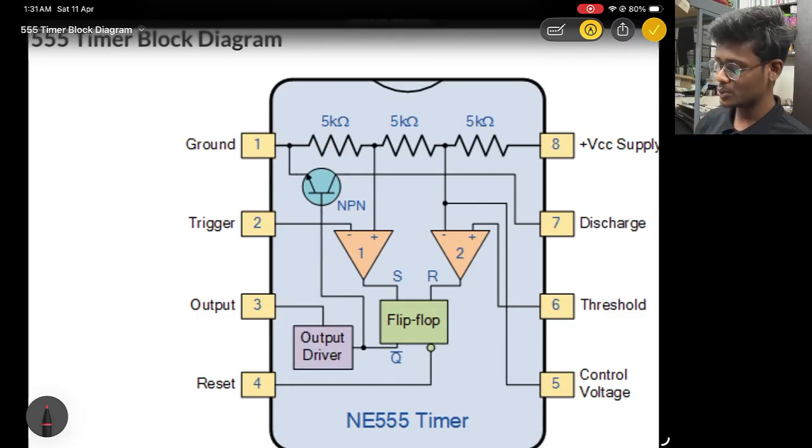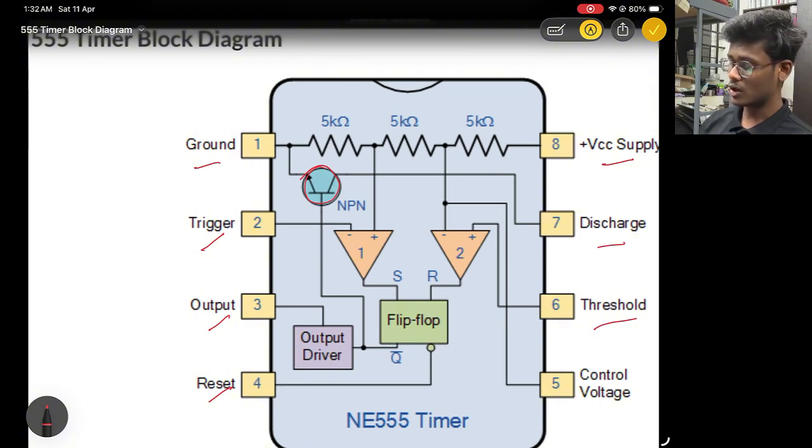Now I'm going to explain the internal circuit of the NE555 timer IC, which is an 8-pin IC which has ground, trigger, output, reset, VCC supply, discharge, threshold and control voltage. It has three 5k ohm resistors which act as a voltage divider, a BJT transistor, 2 comparators and an SR flip-flop, which is connected to the output driver, which gives a pulse high or low according to the input signal, where we can get the output from pin 3.